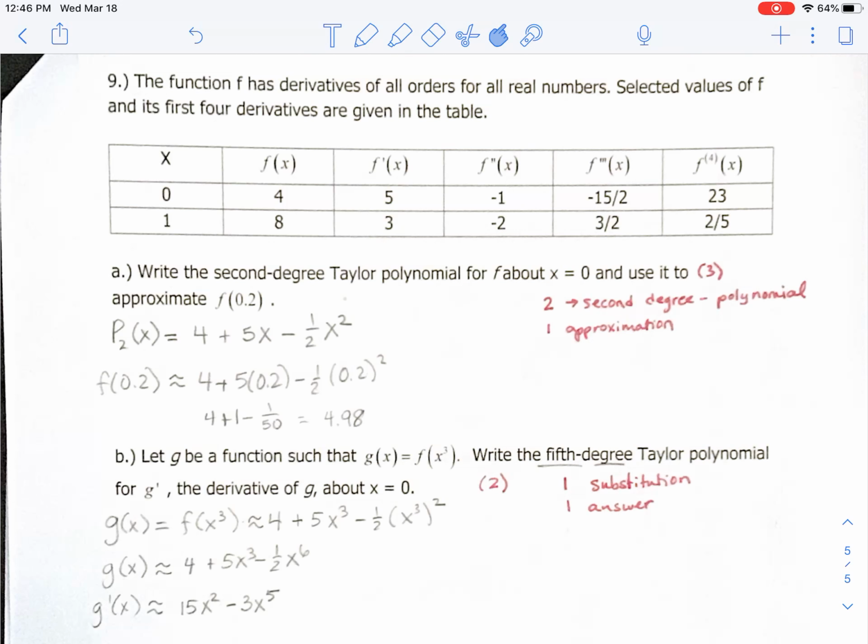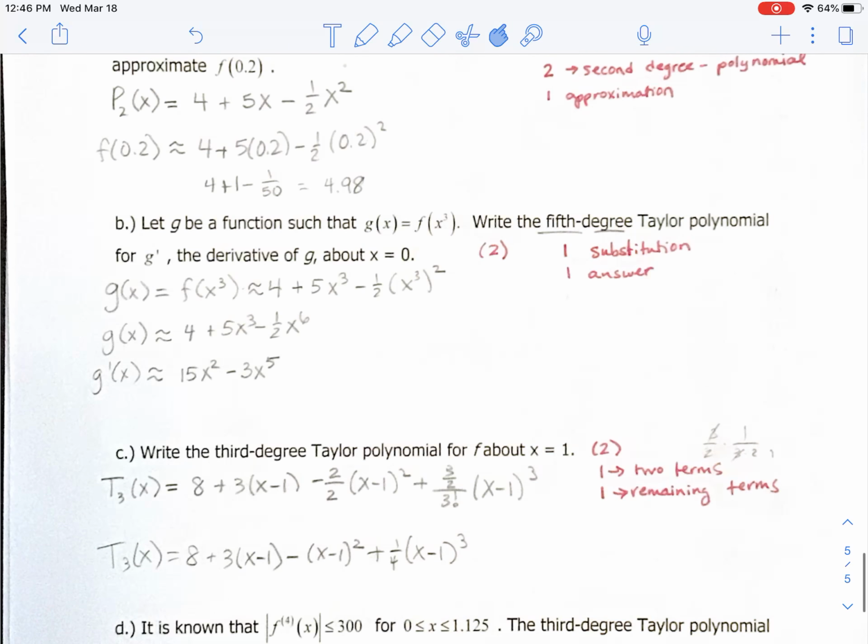All right, last one. Part A was worth 3 points, 2 for the second degree Taylor polynomial, and then 1 for the approximation, which you didn't need to simplify, but if you did simplify, you had to do so correctly. Part B, 5th degree Taylor polynomial for G prime. This time they didn't say, as sometimes they've said, ignore extra terms. They didn't in this case. You had to have an actual 5th degree Taylor polynomial. So you substitute in f of x cubed into the answer that you had up above, and then you have to take the derivative term by term.